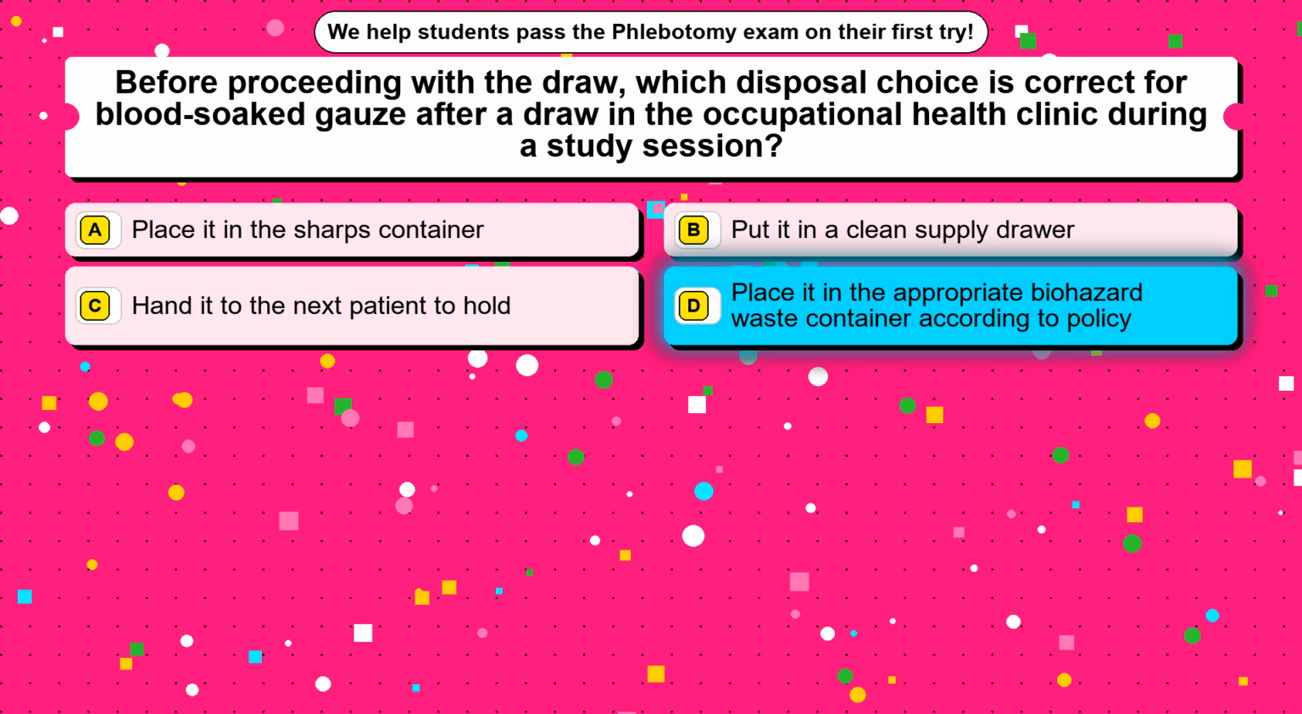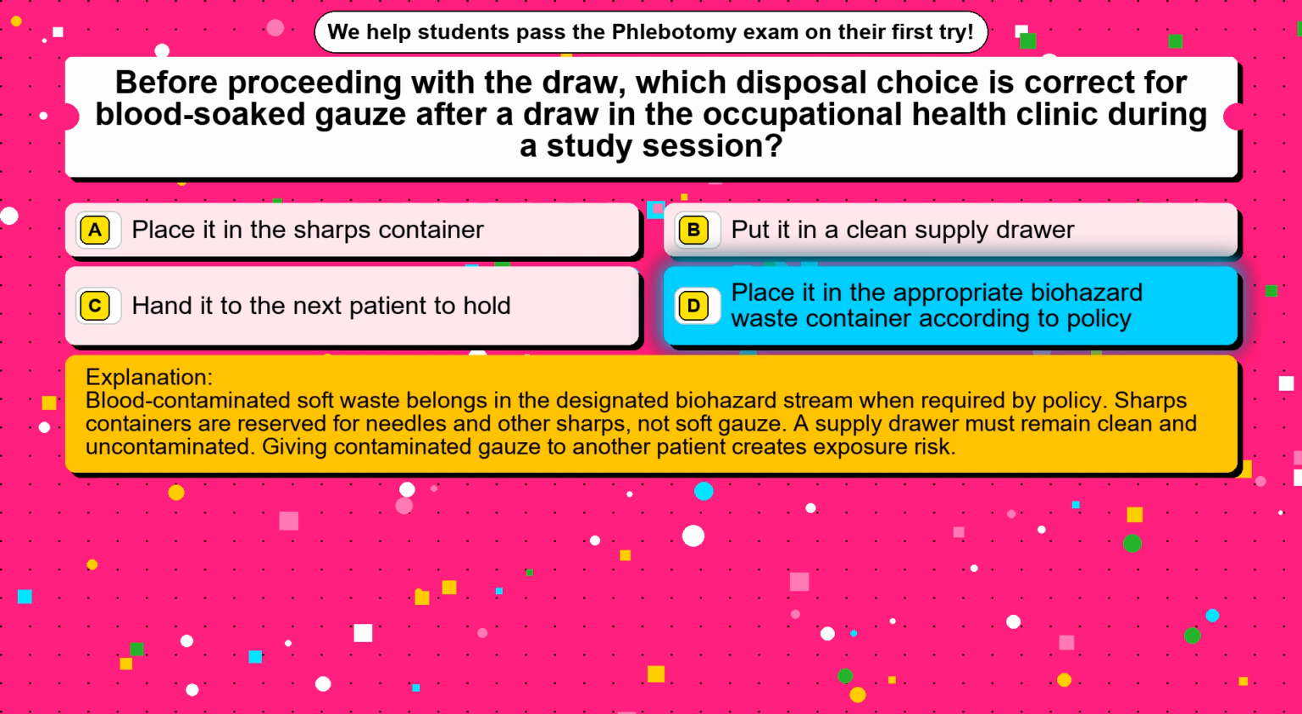The correct answer is option D. Place it in the appropriate biohazard waste container according to policy. Blood-contaminated soft waste belongs in the designated biohazard stream when required by policy. Sharps containers are reserved for needles and other sharps, not soft gauze. A supply drawer must remain clean and uncontaminated. Giving contaminated gauze to another patient creates exposure risk.